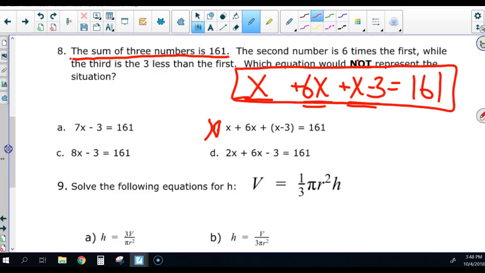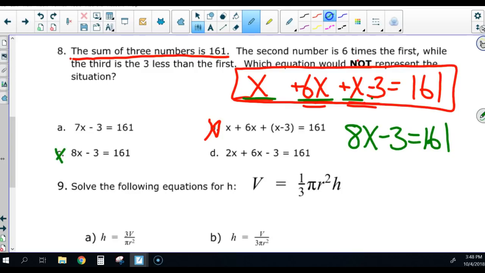B can't be correct. It looks like what they did is combine like terms. And I know that if I'm solving this, my next step is to combine like terms. So I'm going to take the x, 6x, and the x. That's going to give me 8x minus 3 equals 161. See that? Option C, cross that off. Now I have A and D left over. A is 7x minus 3, which clearly that can't be because I have 8x minus 3. So I'm thinking A is my answer.